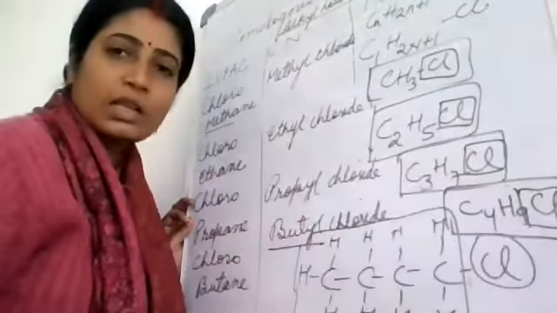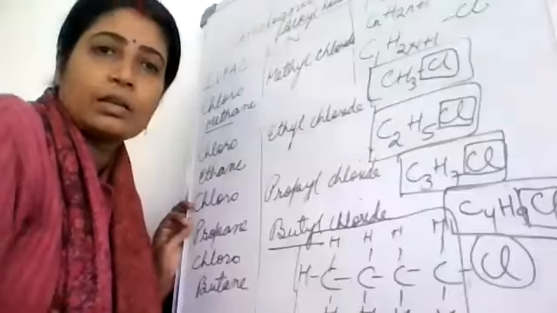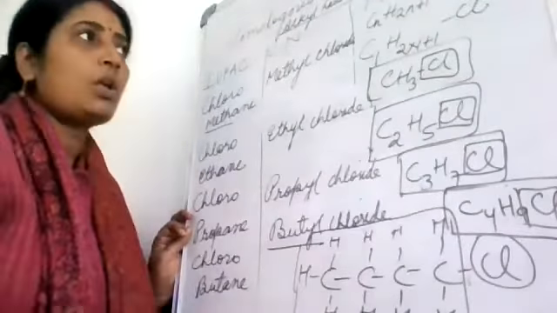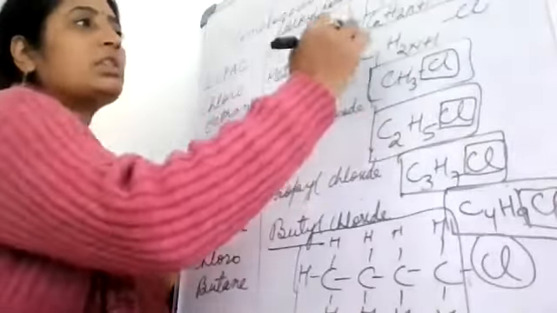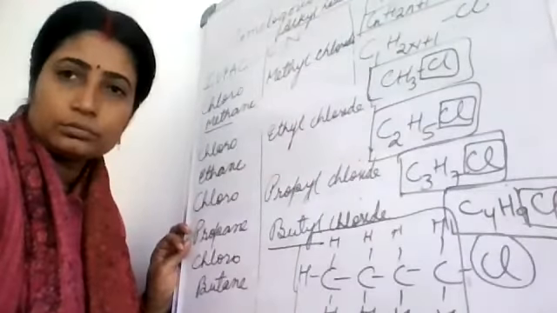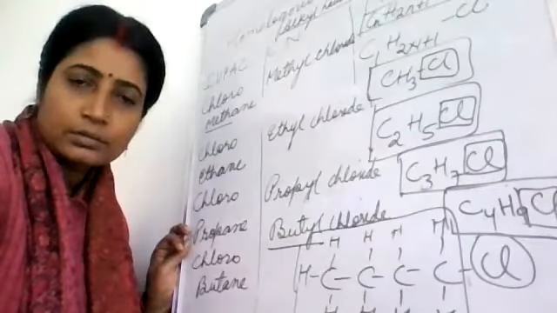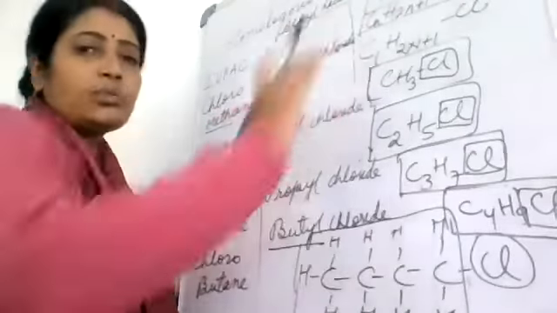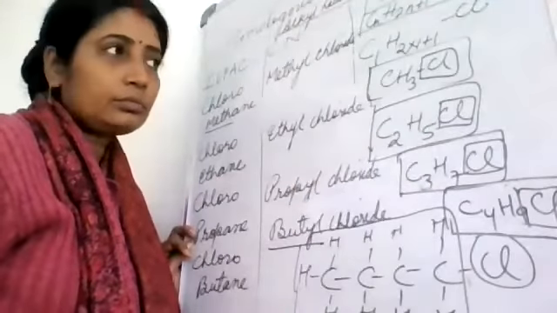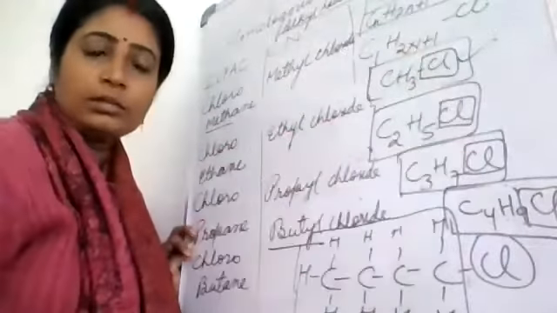Functional group is same. In a homologous series, there is one general formula. So what is this one general formula? CnH2n plus 1 Cl. Okay, class? Yes, ma'am. This is one general formula, CnH2n plus 1 Cl. And we have got one functional group, Cl.